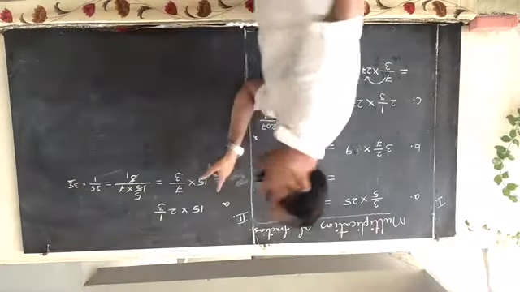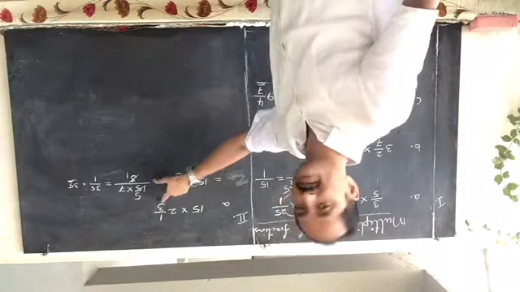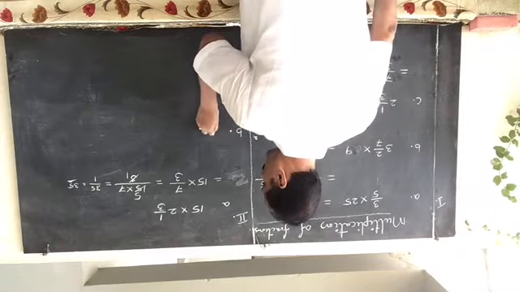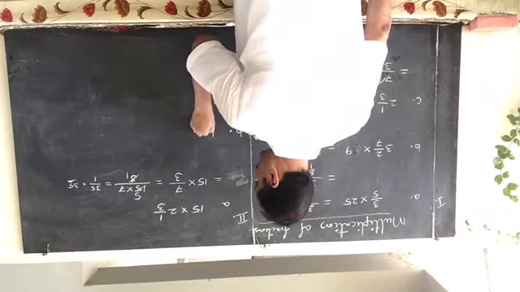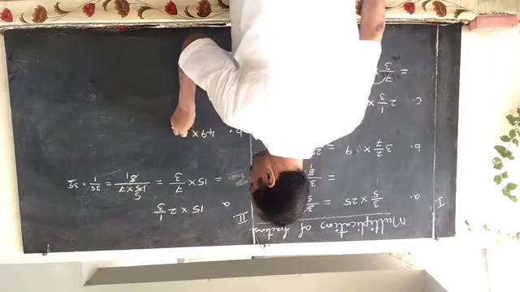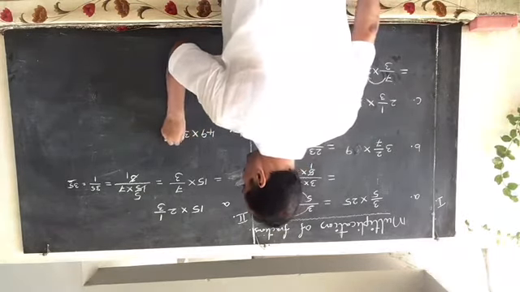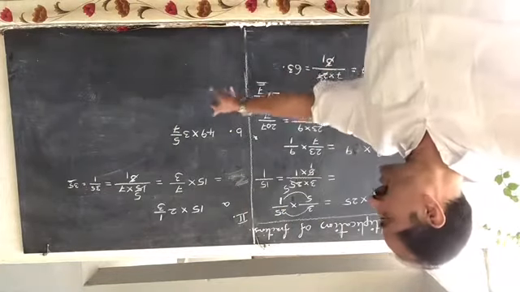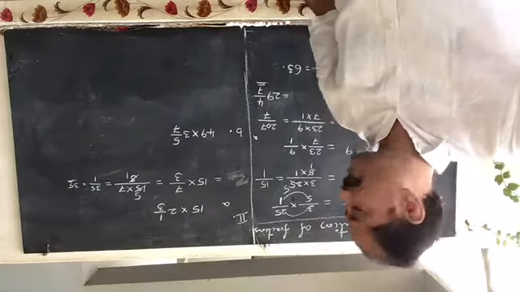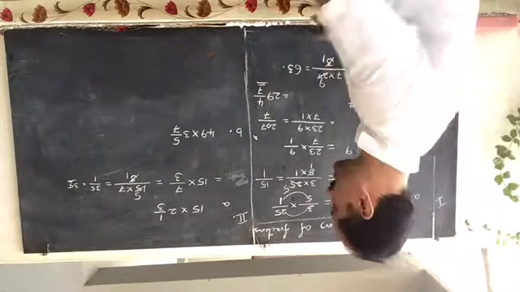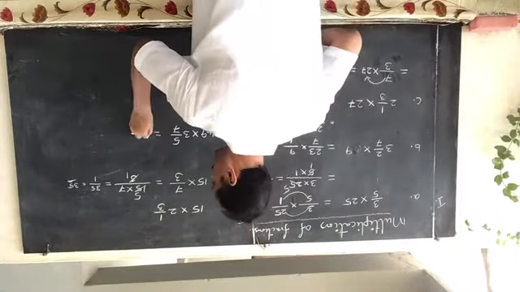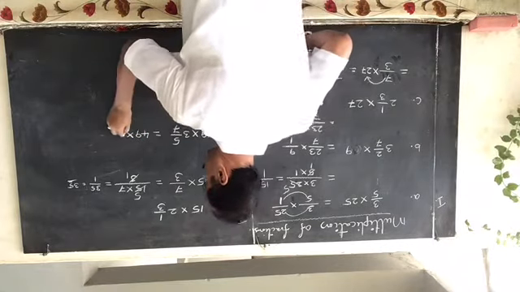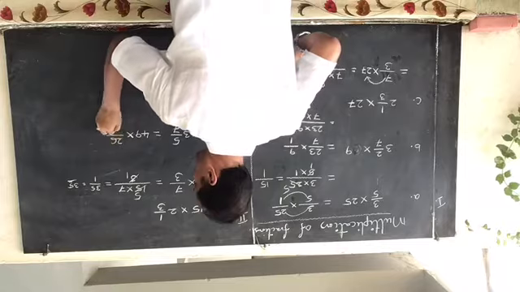This is multiplication of a whole number with a fraction. Next, multiplication of a whole number with a fraction: 49 into 3 5 by 7. Just multiply 49 with the fraction. The fraction is 7 3s are 21 plus 5, 26 by 7.